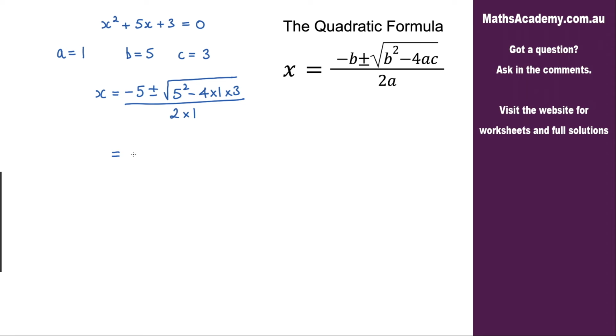Okay, so what we have is negative 5 plus or minus the square root of 5 squared is 25. The 4 multiplied by 1 multiplied by 3 is 12. And in that denominator, 2 multiplied by 1 is just 2. So we've got negative 5 plus or minus, well, 25 minus 12 is just 13. And that's over 2. And I would actually leave my answer like that. So we've got minus 5 plus or minus the square root of 13 over 2.